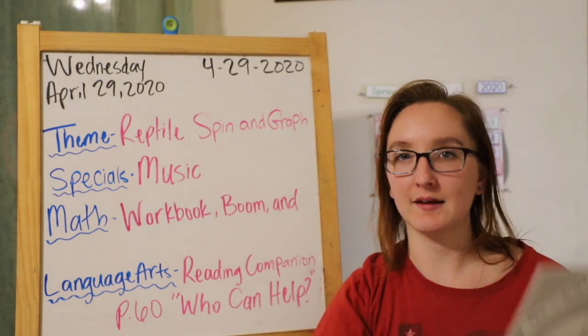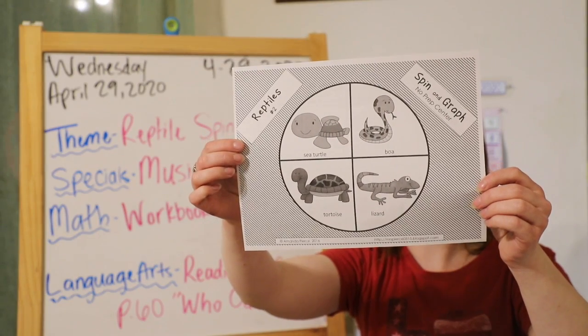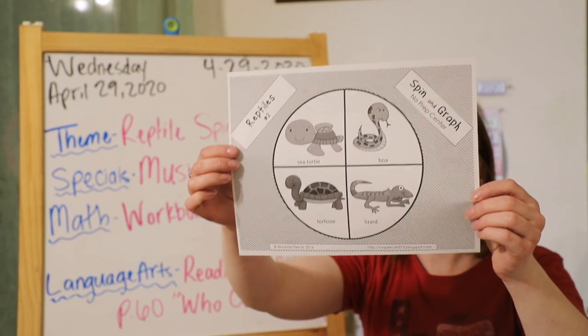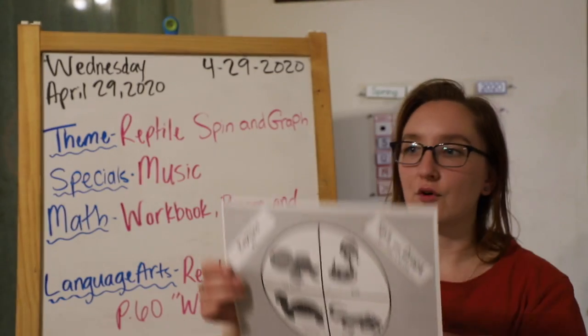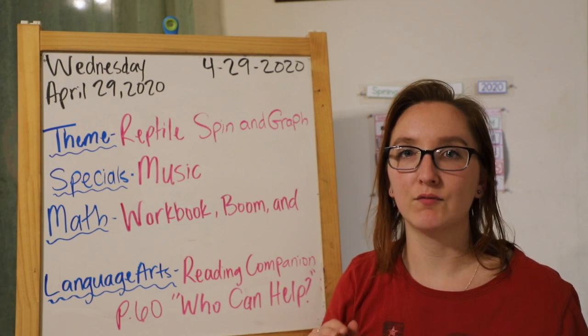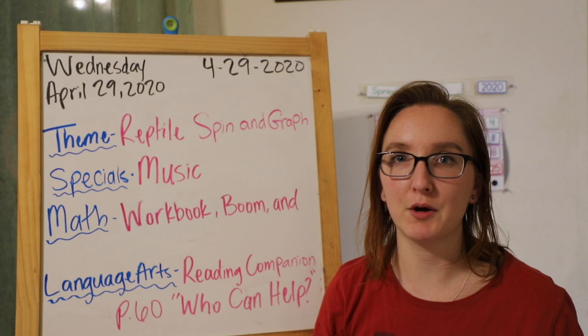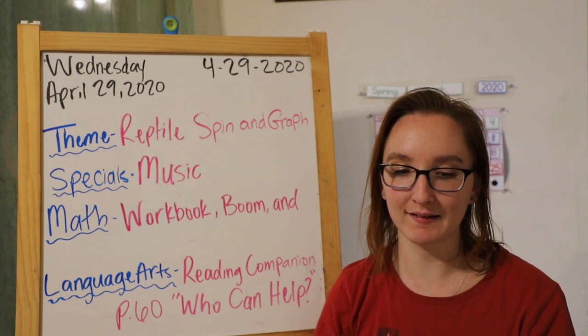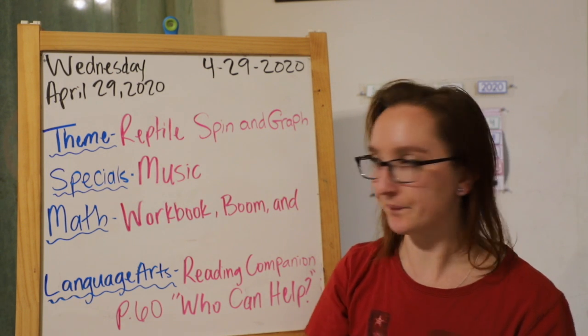Now it's going to be the exact same for this one, except you're going to have a sea turtle, a boa, a tortoise, and a lizard. So go ahead and spin 20 times for that one also. Write down how many you spun for each one, which one had the most, and which one had the least. So you'll do that for reptiles 1 and reptiles 2.